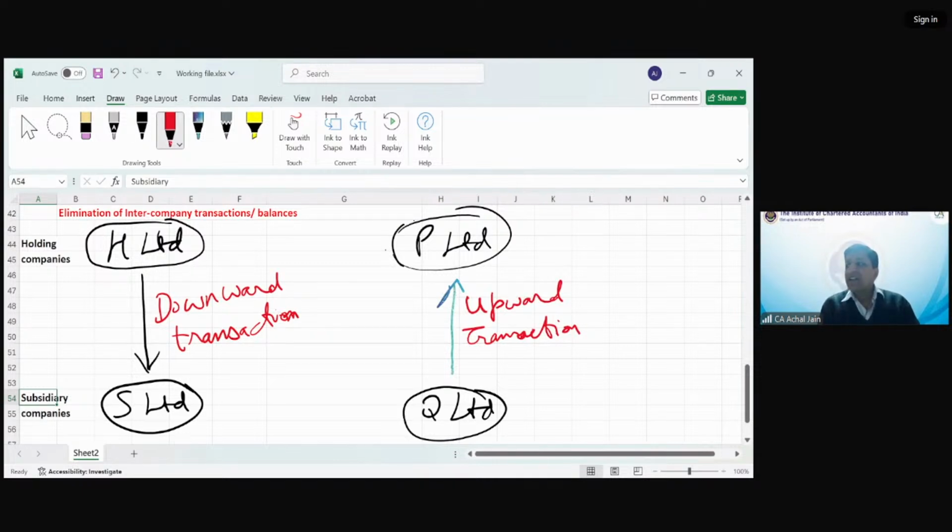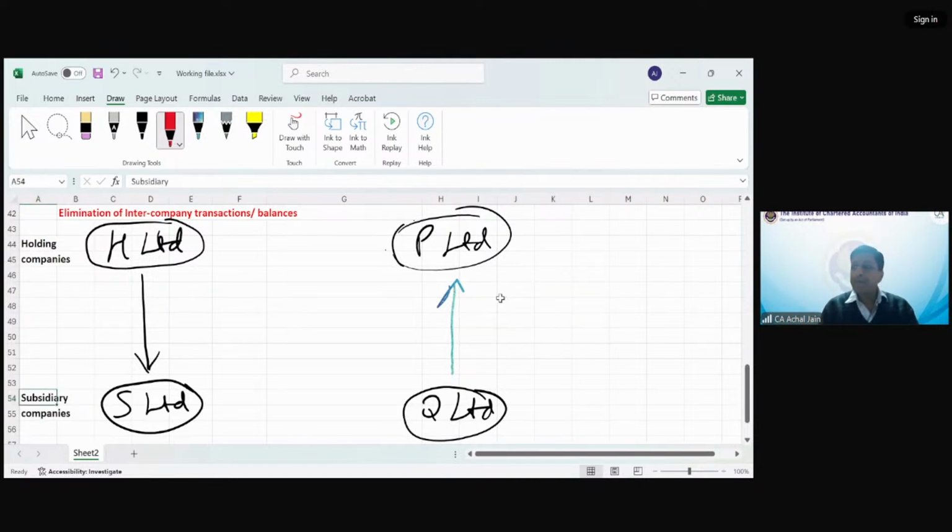Now, these terms are not really relevant to the accounting that is required to be done. But at times these terms may be used by the questioner, so it's important for you to understand. We'll get on to the requirement of elimination conceptually, but you should understand what these terms mean. Anything that flows from holding to subsidiary, you call downward. Anything that flows from subsidiary to holding, you call upward.